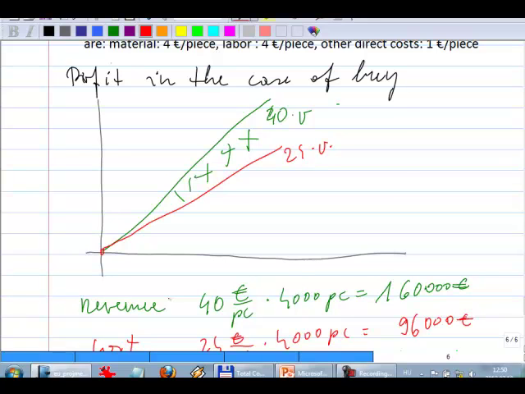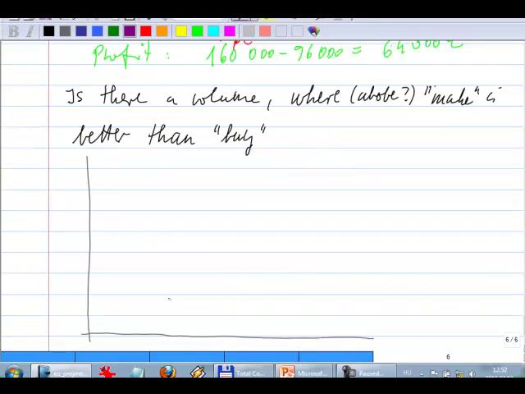What is that volume? Try to calculate. Good. So that is the question, and the answer depends on our calculation. Let's see the make situation. Profit at make.